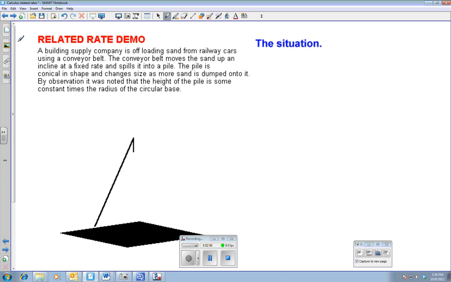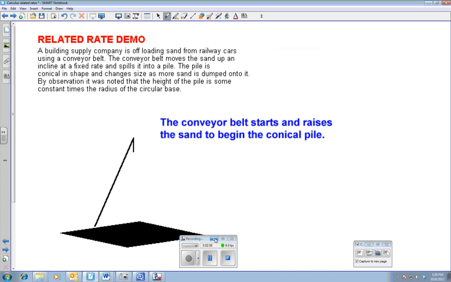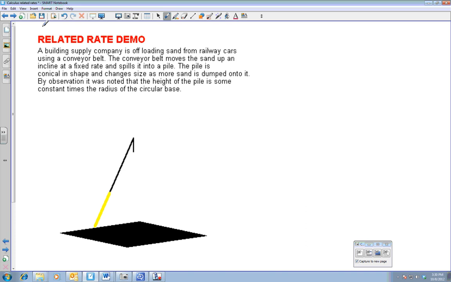Okay, a building supply company is offloading sand from railway cars using a conveyor belt. The conveyor belt moves the sand up an incline at a fixed rate and spills it into a pile. The pile is conical in shape and changes size as more sand is dumped onto it. By observation, it was noted that the height of the pile is some constant times the radius of the circular base. So look, we're just going to look at the picture.